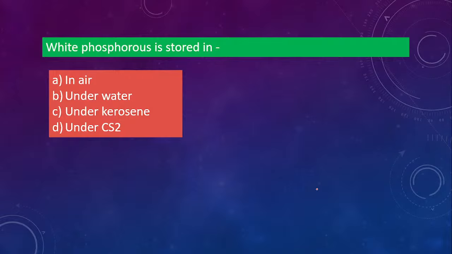White phosphorus is stored in option A in air, option B under water, option C under kerosene, option D under CS2, carbon disulfide. Okay, so which one will be the answer? Where do we store white phosphorus? Is it A, B, C or D? Okay, time is up. Let's see.